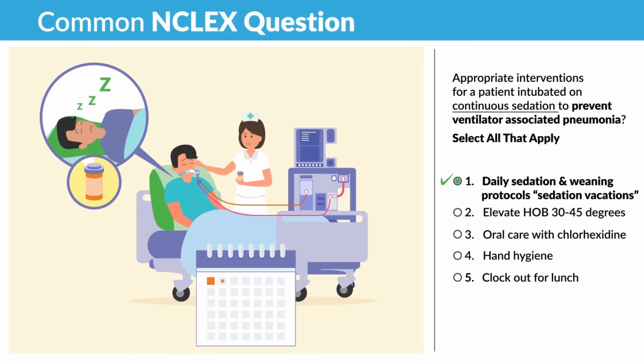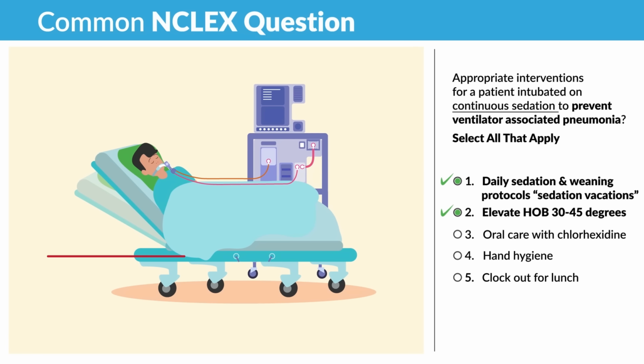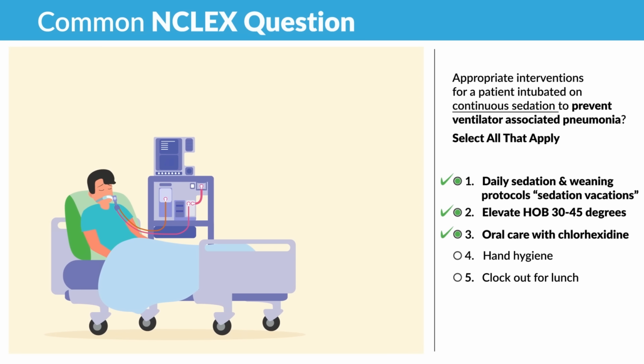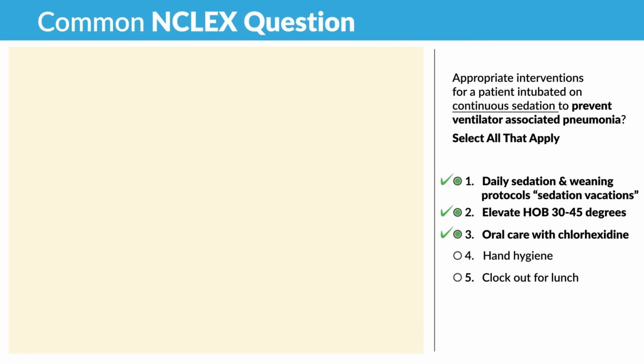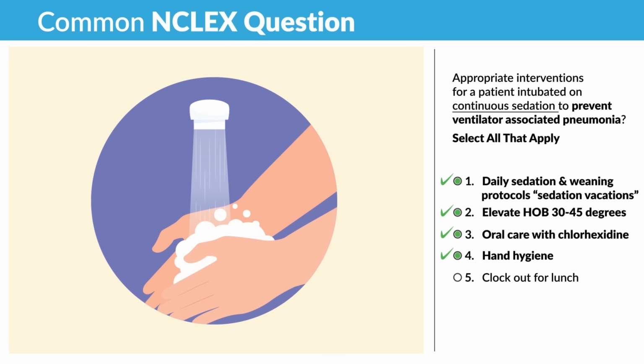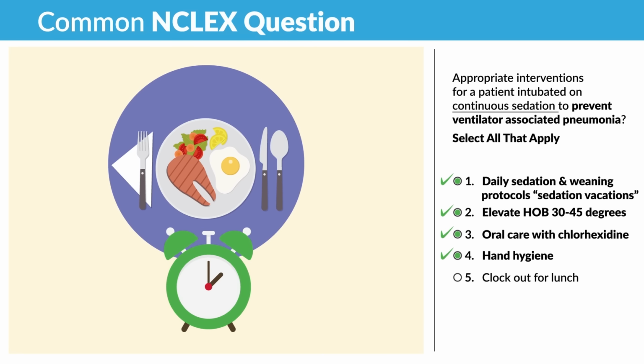So, daily sedation and weaning protocols, called sedation vacations. Number 2 is elevate the head of the bed at least 30 to 45 degrees. Number 3 is oral care with chlorhexidine. And number 4, as usual, hand hygiene. Always wash those hands. And number 5, no, that is incorrect. If you chose that, then you nasty.